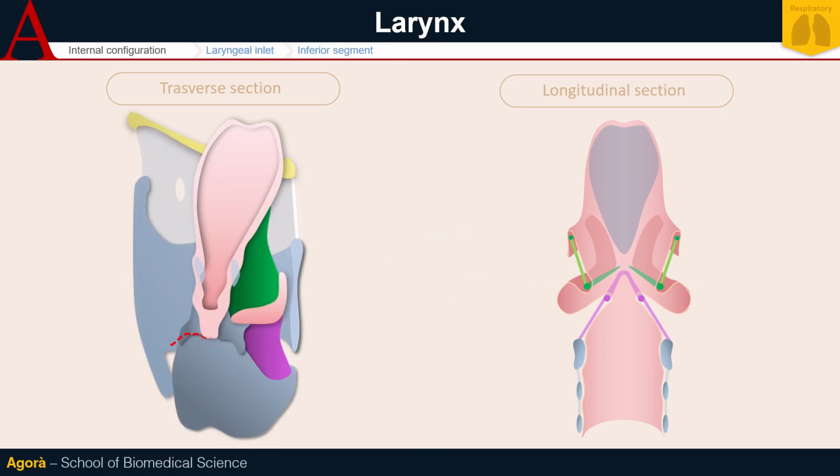Lastly, we have the inferior segment, located below the vocal folds. In this area, we find the cricoid cartilage, whose lower border also marks the passage into the trachea, and the conus elasticus, which represents the collection of elastic membranes in the lower part of the larynx, as we saw earlier.